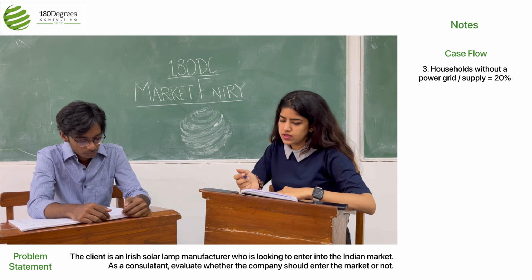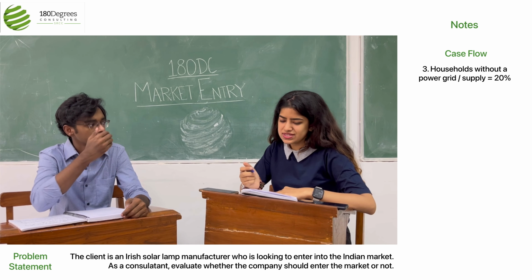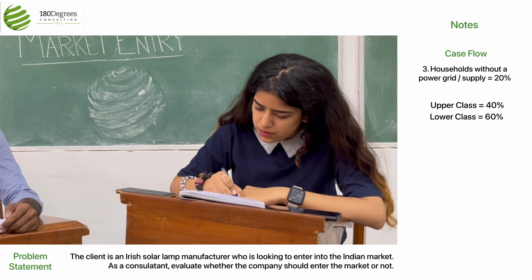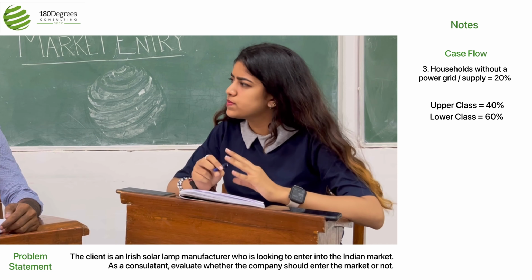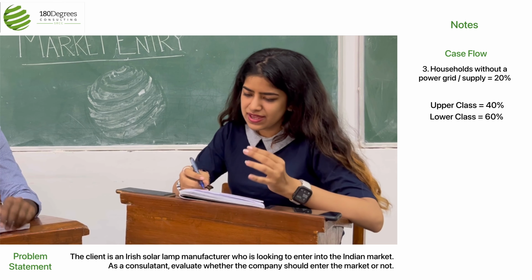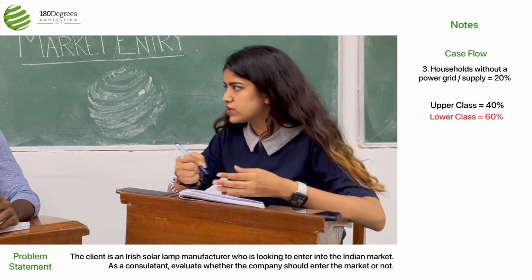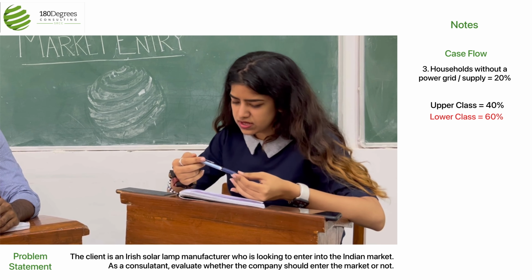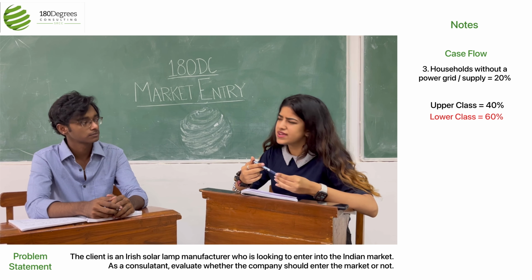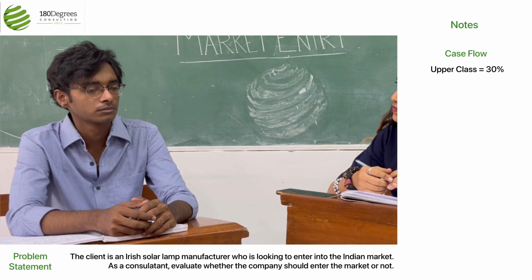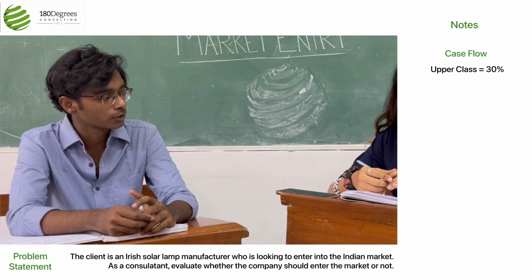So I will further divide them into upper class and lower class, considering upper class to be 40% and lower class to be 60%. Now solar lamp is not going to be of a very low price, so I will be excluding the lower class. Okay. And upper class might also have other alternatives for lighting like kerosene. So I will only consider 30% of the upper class to be actually interested in buying our solar lamp. Fair enough. That sounds good to me.